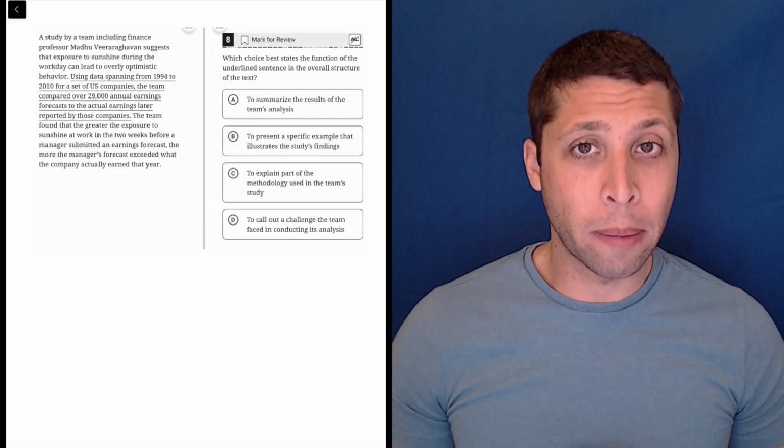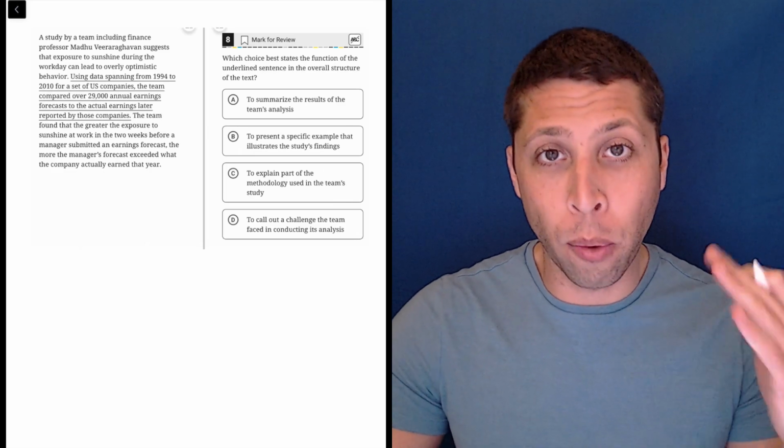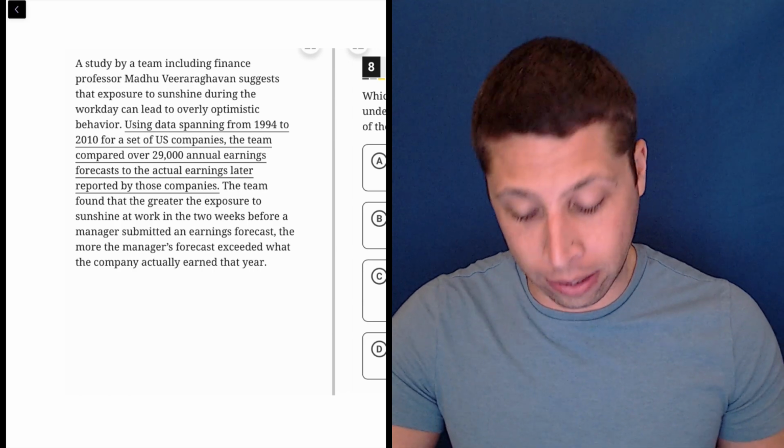This question wants us to think about the function of the underlined portion. So we need to read everything, but we really need to think about, okay, what is the underlined portion doing? We don't want to fall for any traps here by going too much about the other sentences.